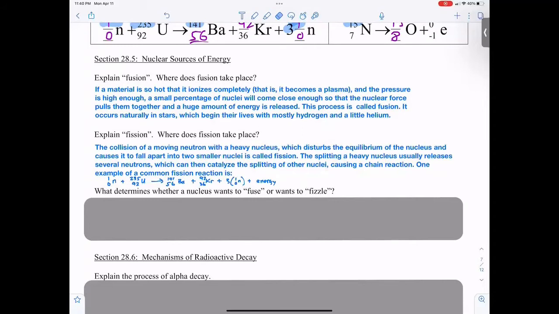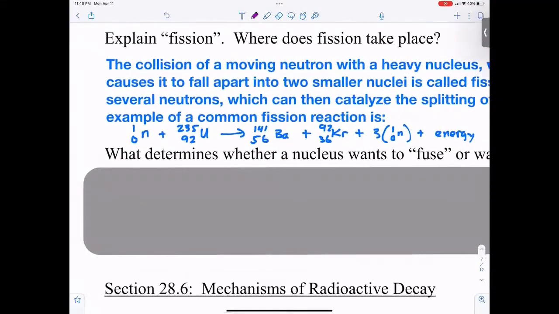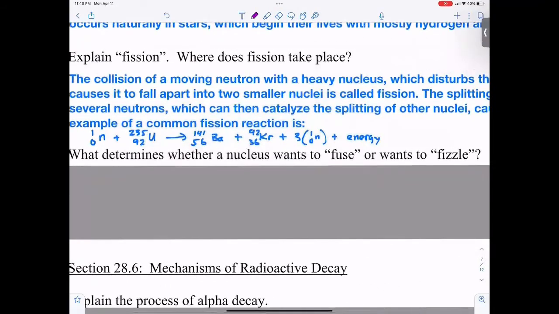One example of a common fission reaction is as follows. We start with uranium-235, and we bombard that with a neutron, and that is going to split up into barium-141, krypton-92, and 3 neutrons. Now, those 3 neutrons are going to, in turn, bombard these nuclei into other smaller daughter nuclei as well. And as you can see, you're also releasing energy in the process.